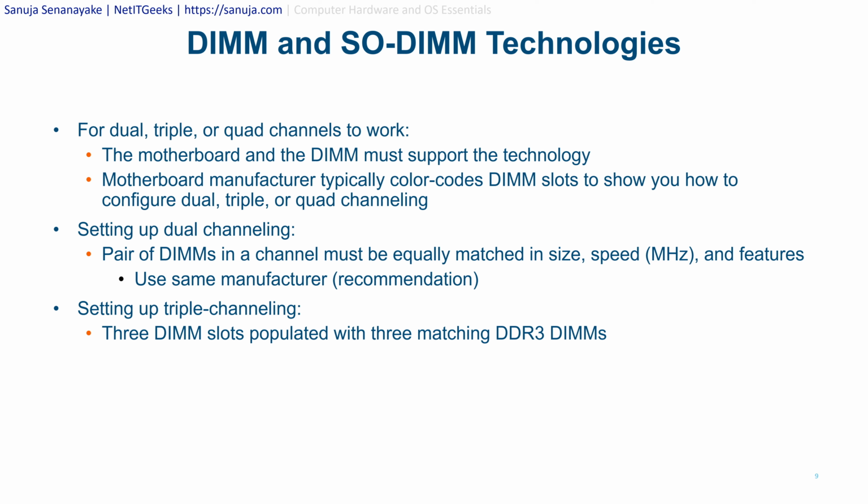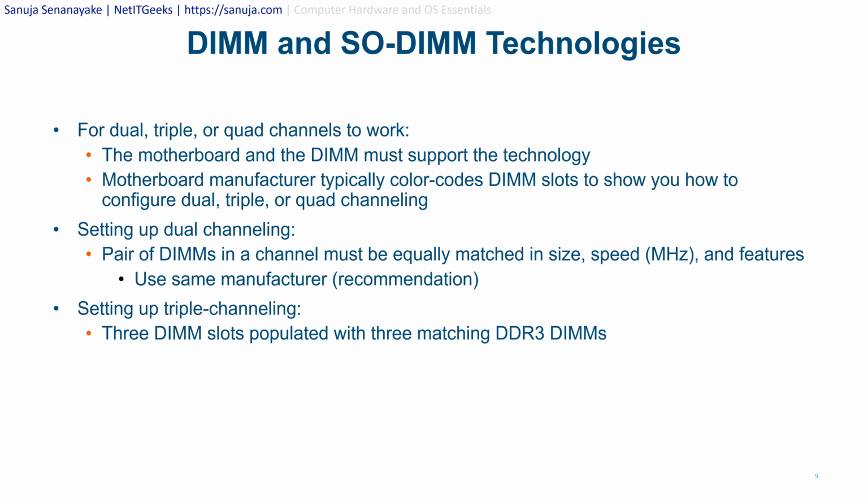I will show you an Intel documentation later in this lecture, so that you can have a better idea of how such documentation works, especially with respect to servers. For setting up dual channel, you need to make sure the pair of DIMMs in the channel are equally matched in size, speed, and features. It is highly recommended that you use the same manufacturer for these dual channel configurations, because that way you get the highest efficiency and configuration compatibility. So when buying dual channel, try not to mix them up, especially in size, speed, and features, and try to buy from the same manufacturer.